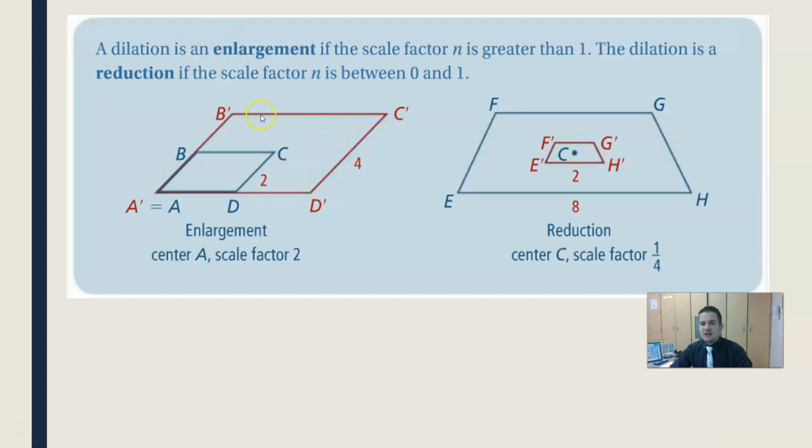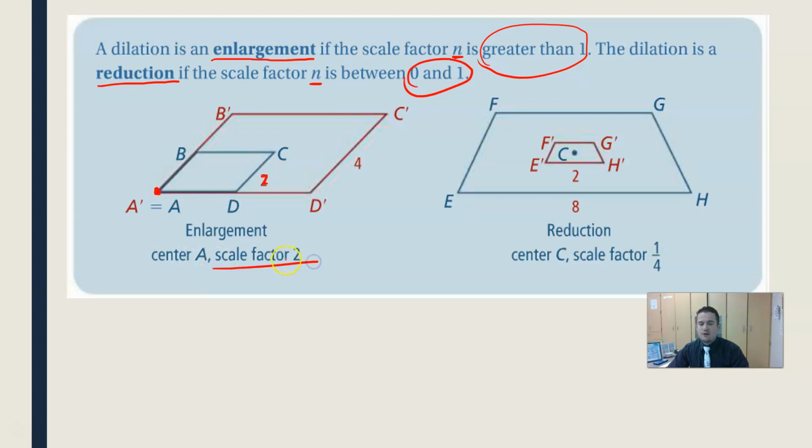So a dilation, again, as I mentioned before, is an enlargement if the scale factor n is greater than 1. And the dilation is a reduction if the scale factor n is between 0 and 1. So for example, here on this picture, I have this parallelogram ABCD, and this side length right here is 2.